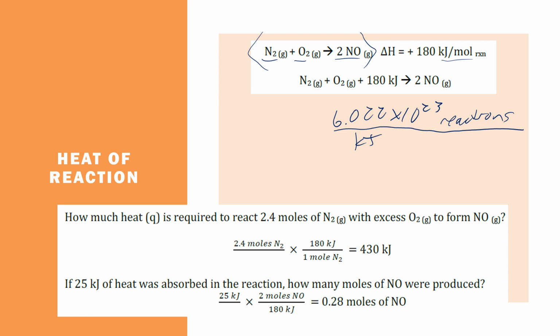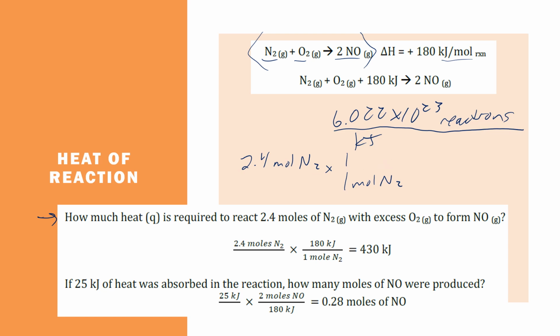Now we can also use calculations from that. So here's a couple examples. The first one: how much heat is required to react 2.4 moles of N2 with excess O2 to form NO? So I have 2.4 moles of N2. I would actually write this differently. I'm just going to ignore this one. I would write it, if I have 2.4 moles of N2, every time the reaction happens a mole, right? 1 mole of the reaction will take 1 mole of N2, just like that.